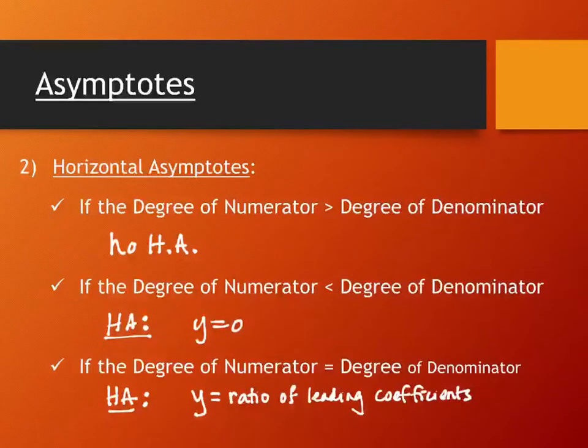Horizontal asymptotes have one of three features. Either the degree on top is bigger, in which case there's not a horizontal asymptote. The degree on bottom is bigger, in which case the horizontal asymptote is y equals 0. Or if the degree on top and bottom are the same, we look at the leading coefficients, and it's the fraction created by those leading coefficients. So it's y equals that fraction.